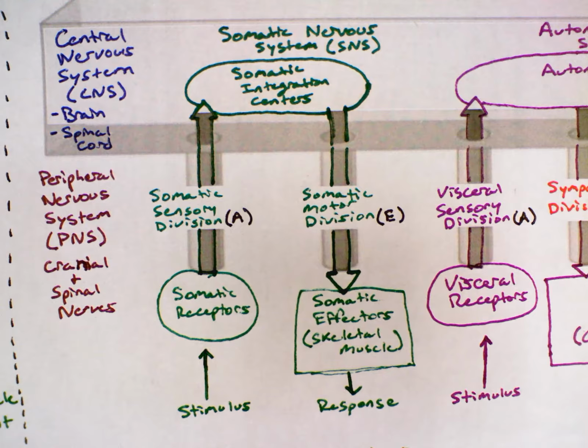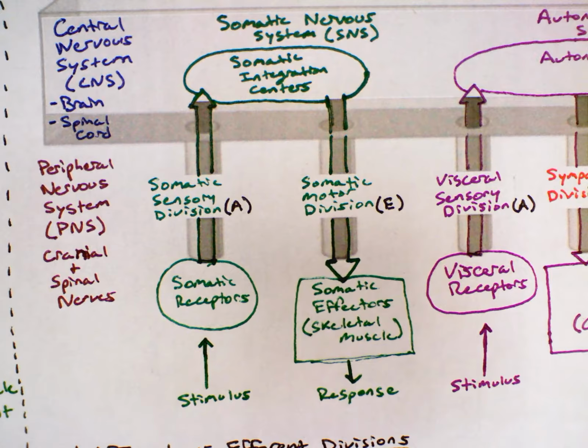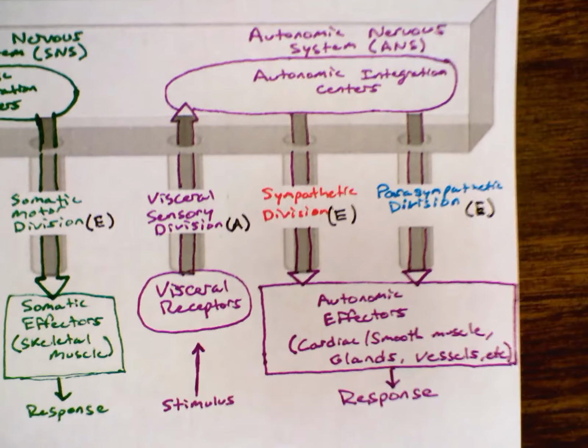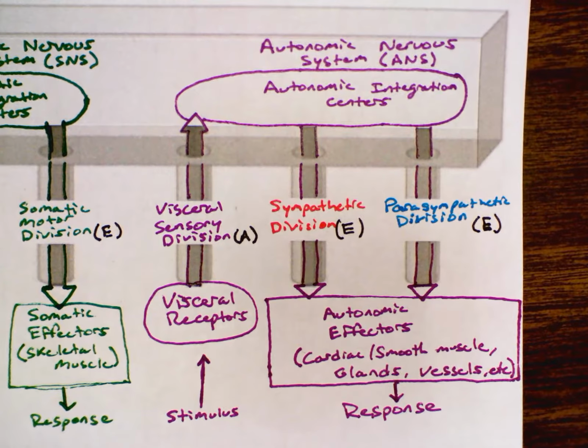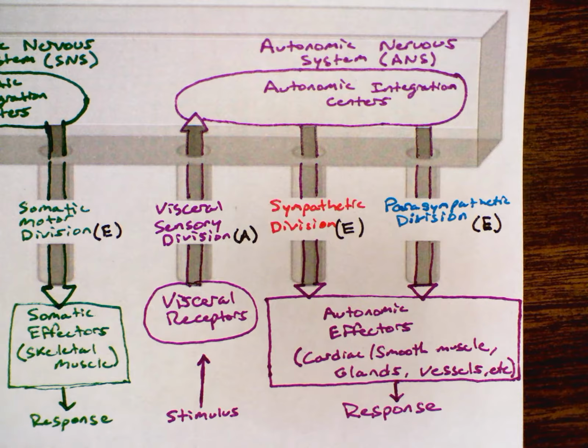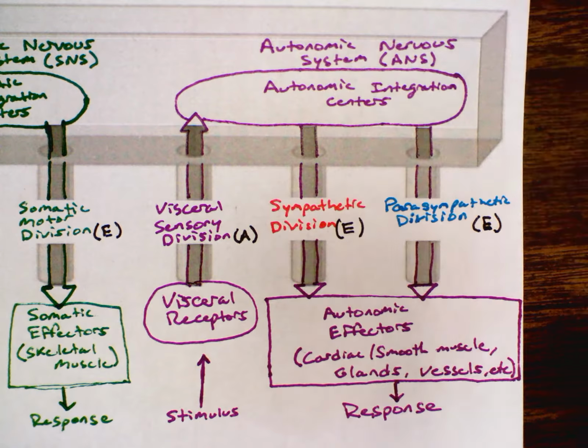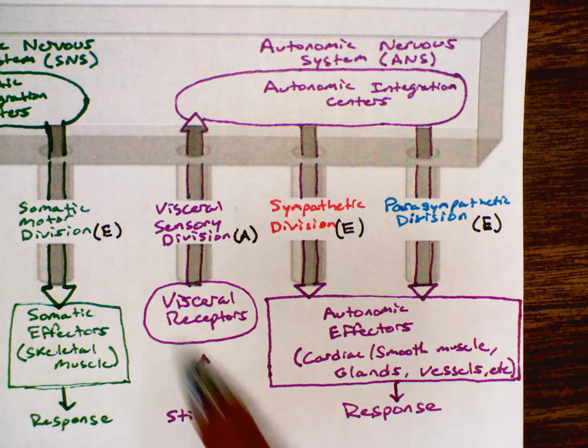Alright, so that would be things under your conscious control. And I'm going to slide over to the autonomic. Keep in mind, I have color-coded this whole thing. So everything somatic in green, everything autonomic in purple. So we'll slide over to the autonomic side. This is the last part. We're done after this. So in the autonomic nervous system, again, start at the stimulus and go to response.